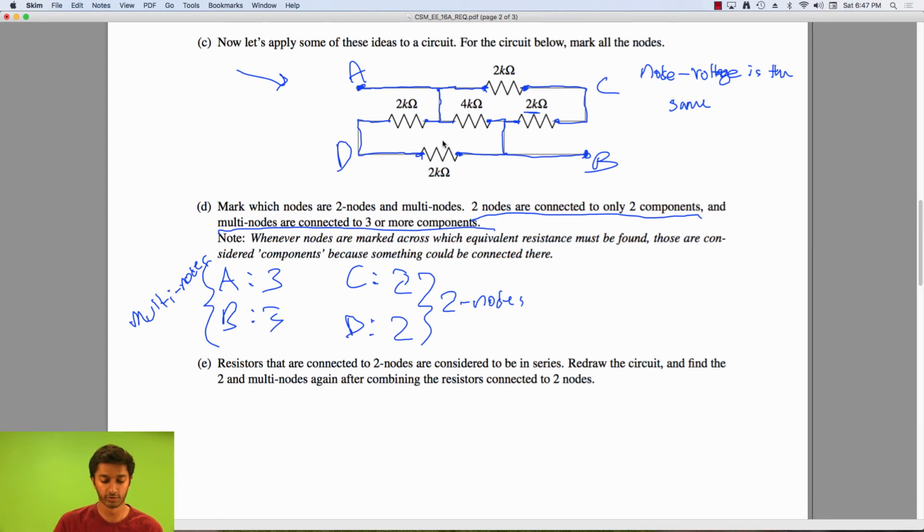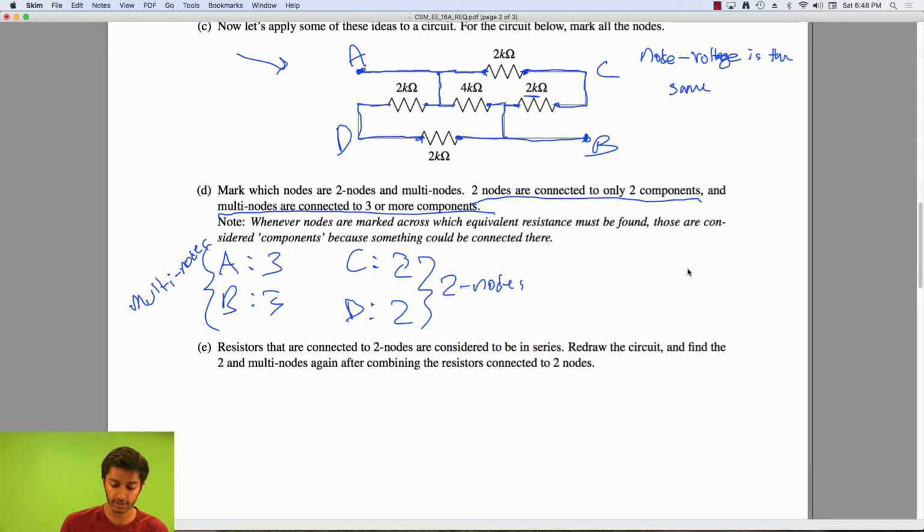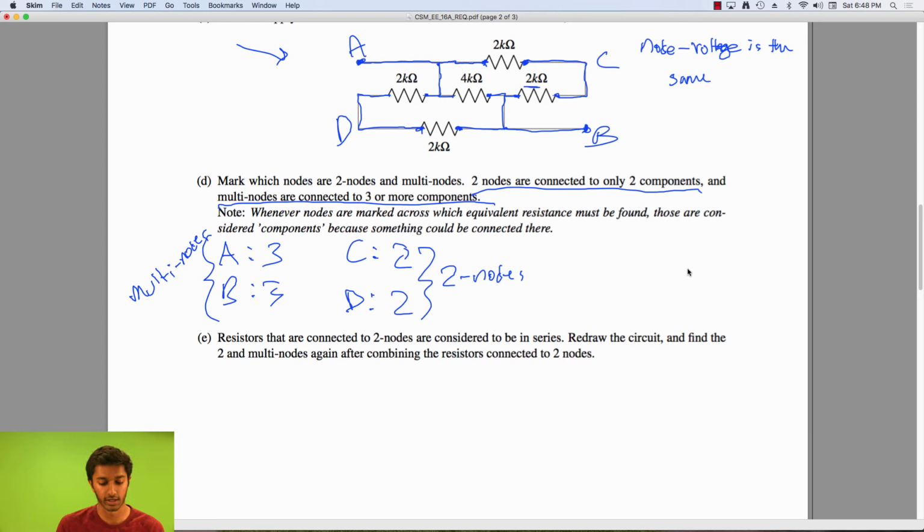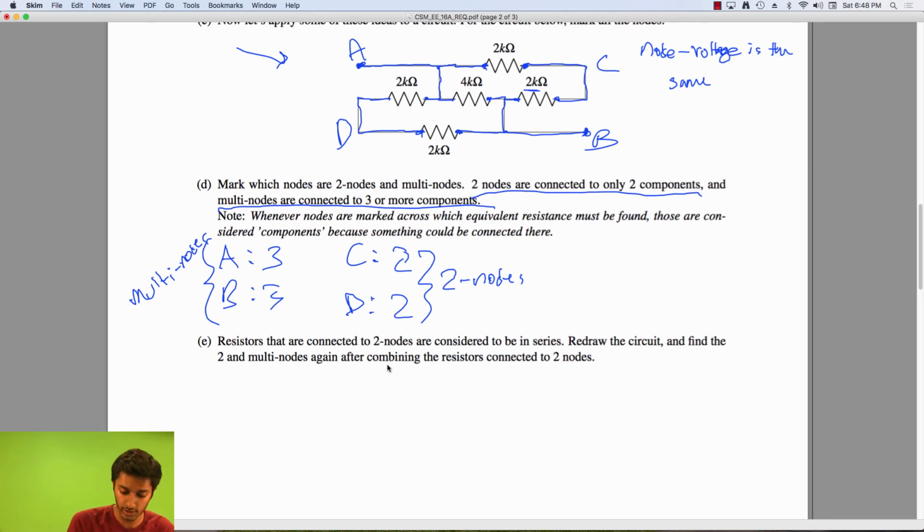Now let's move on to part E. So resistors that are connected to two nodes are considered to be in series. Now let's try to redraw this circuit and find the two and multi-nodes again after redrawing this circuit. So knowing that resistors that are connected to two nodes are considered to be in series, going back to part C, we have this 2K resistor is in series with this 2K resistor, and this 2K resistor is in series with this 2K resistor, because C and D are both two nodes.